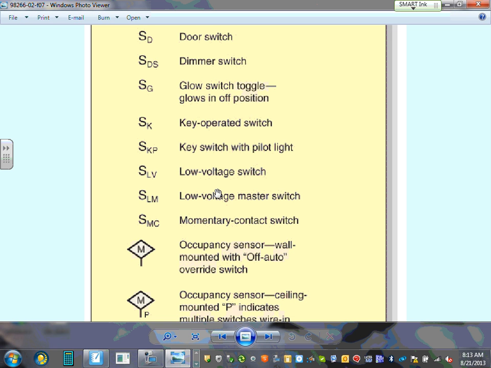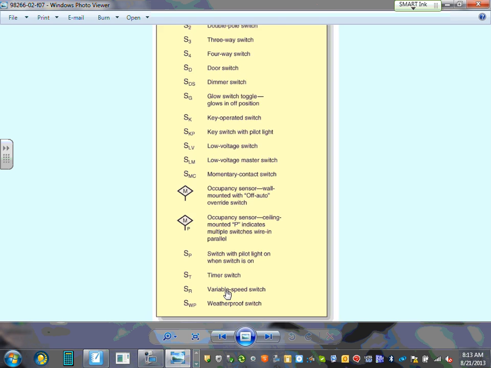What is a key? Did you guys see the keyed switch? You key it. Typically we use them in schools and so forth, so people don't turn the hallway light on. So we key it on and key it off. For authority, occupancy sensor, we'll talk about these.